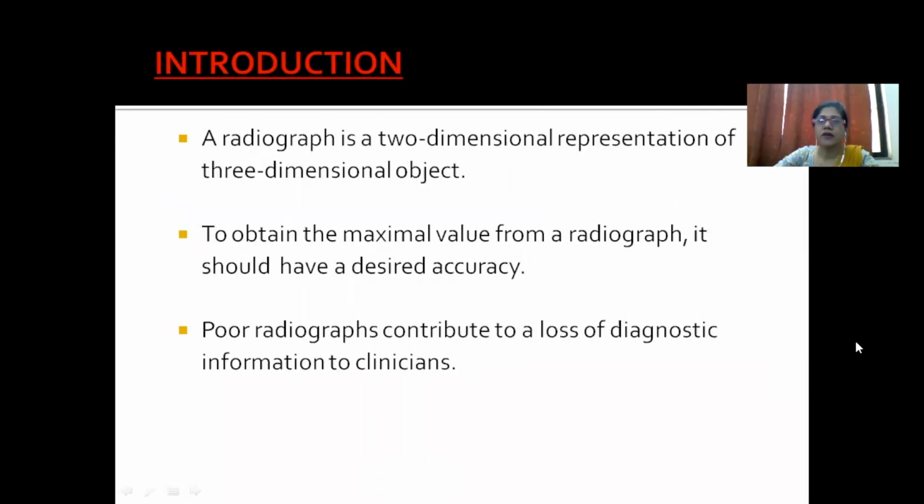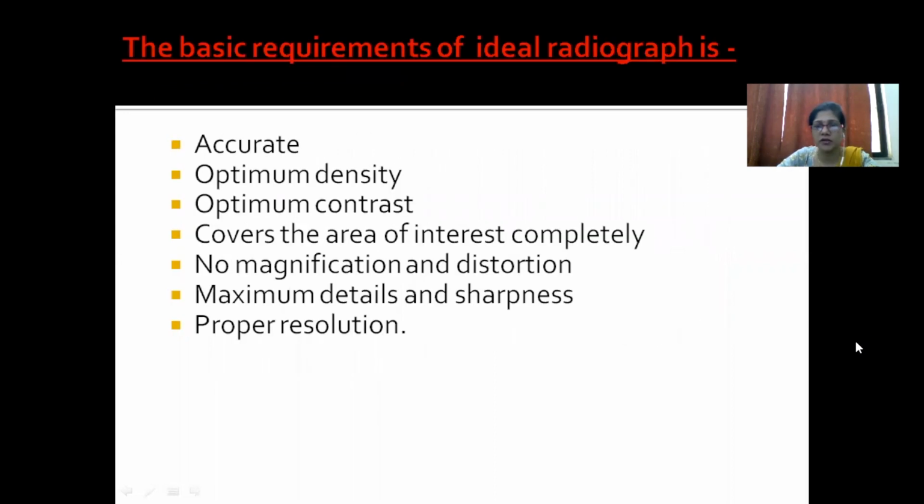Now, a radiograph is a two-dimensional representation of a three-dimensional object. As we all know, a tooth is a three-dimensional object, and what we have as its two-dimensional representation is the IOPA radiograph or the X-rays. Now, to obtain the maximum value from a radiograph, it should have a desired accuracy. A poor radiograph contributes to the loss of diagnostic information to the clinician.